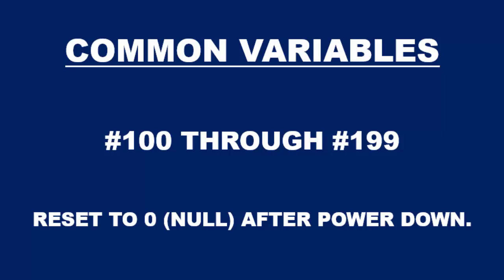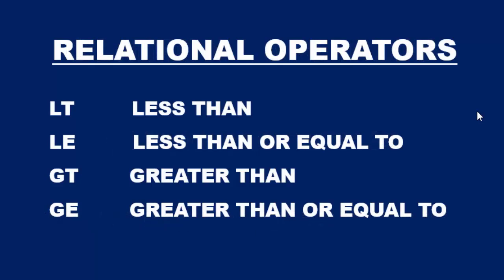The variables that I'm going to be using inside our while do process are the common variables, which are the numbers 100 through 199. We're going to be assigning a value to these variables inside the program. The one thing you want to know about common variables 100 through 199 is that when the machine is powered down, they lose their value and are reset to zero, or null.